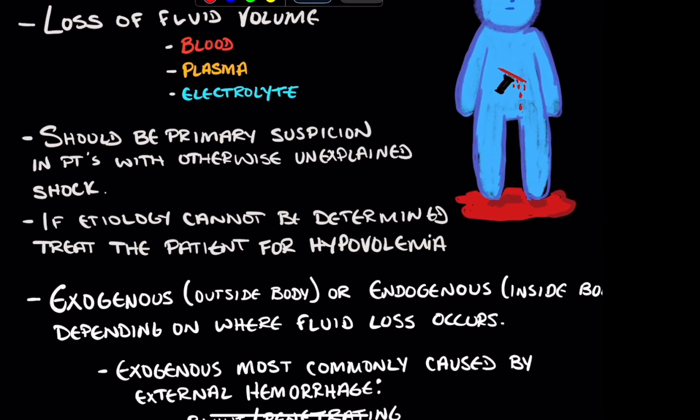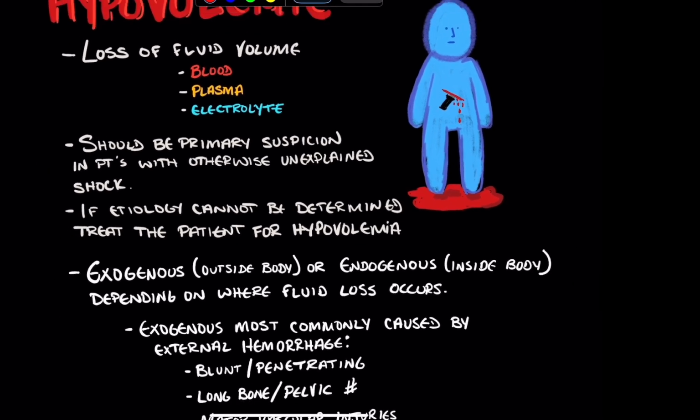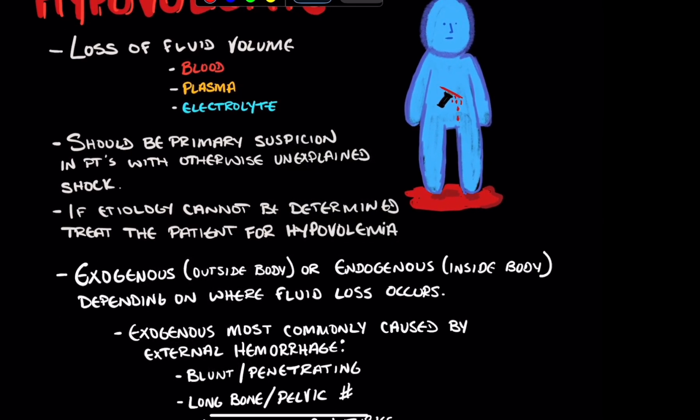This tends to be one of the most common ones that we find in the pre-hospital setting, so it should be our primary suspicion if we find they are showing signs and symptoms of shock, but we can't really figure out why or what's causing it. If we can't really determine what the etiology is, we should fall back on hypovolemia as possibly being the cause.